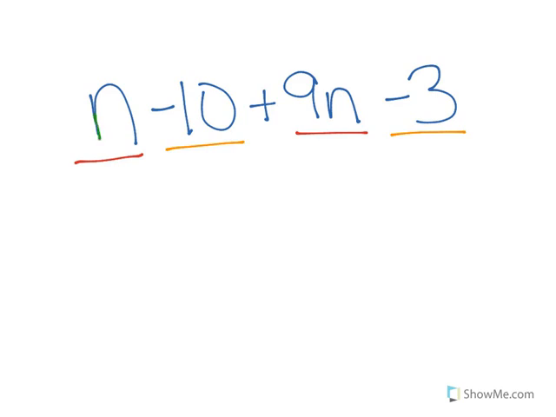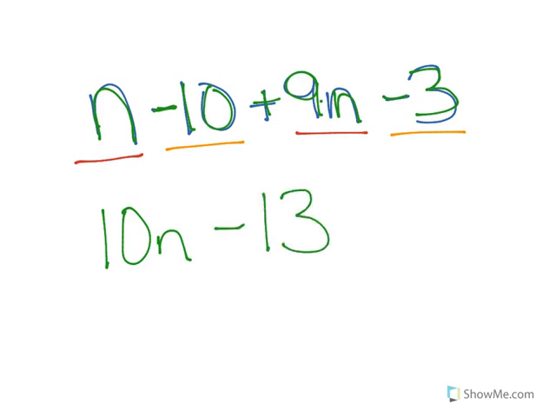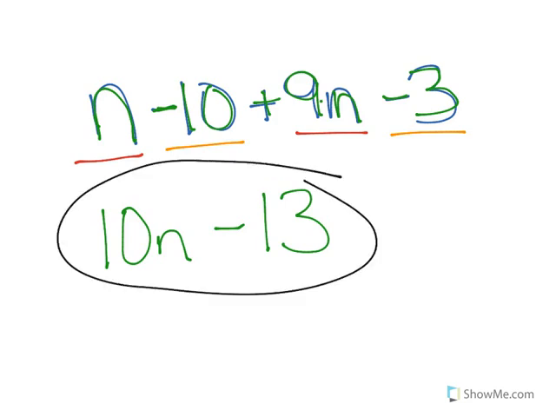So I have n plus 9n. They're both positive. So I have 1n here and I have 9n there. So that gives me 10n. And then combining my numbers, I have a negative 10 and a negative 3. If they're both negative, I add them up, and so my answer is negative. So this is my answer, 10n minus 13.